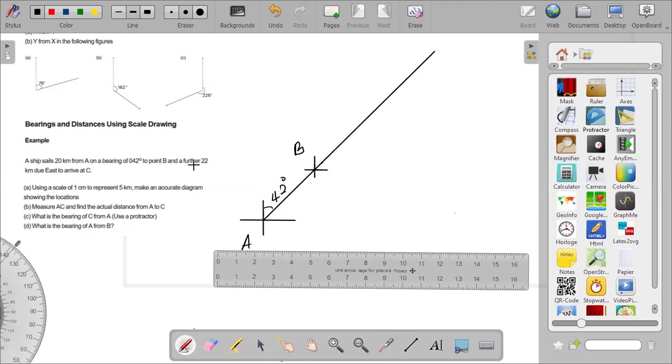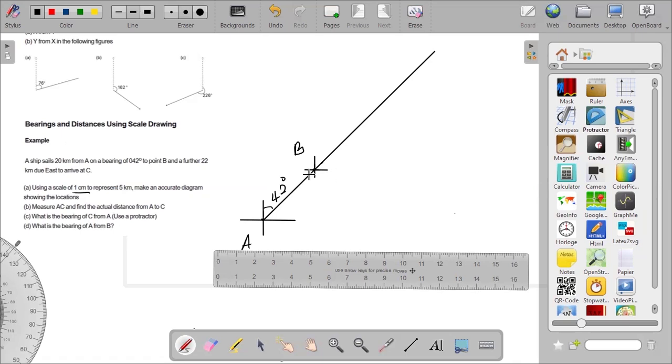The ship says 20 kilometers from A on a bearing of 42. This is the 42 here. And a distance of 20 kilometers, 20 divided by 5, because of the scale given, 1 cm is 5 kilometers. That is 20 divided by 5, which is 4 centimeters. 4 centimeters is equivalent to this 20 kilometers. So we measure a distance of 4 centimeters from point A. It ends here, which means this is our point B. The distance between A and B is 20 kilometers, which is equivalent to 4 centimeters based on the scale.